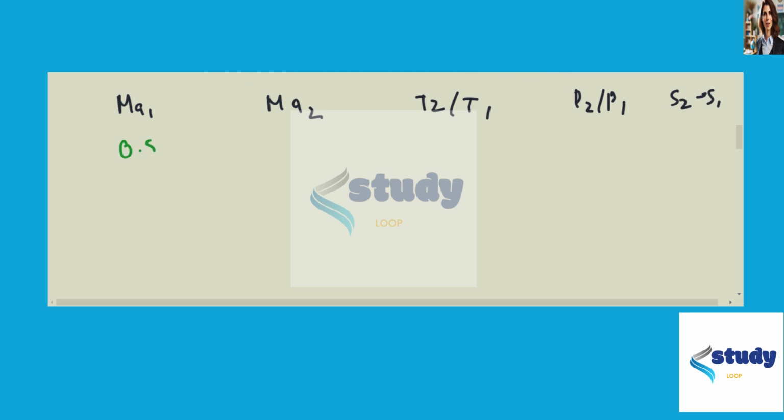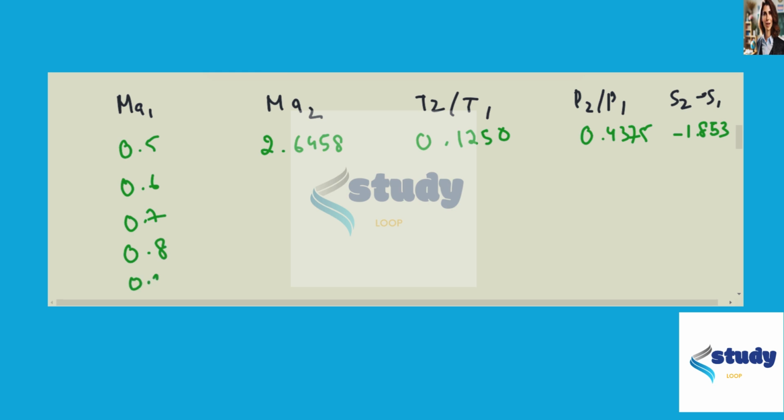So when we see for 0.5, it is 2.6458. This is 0.1250. This is 0.4375. This is minus 1.853. Then we have for 0.6, 0.7, 0.8, 0.9. So when we do all this, we are going to get the values 0.5031, 1.2731, 1.1154.